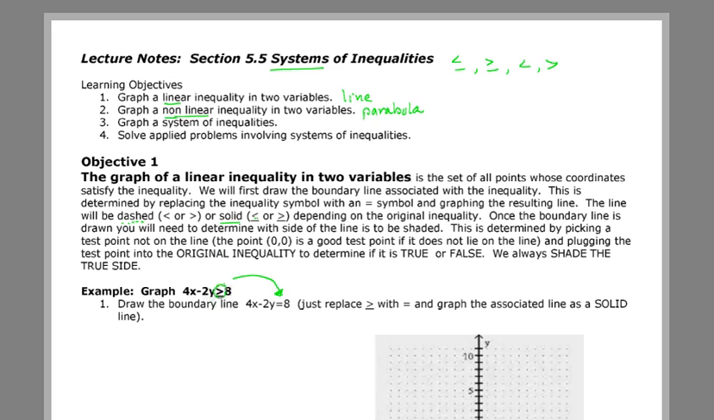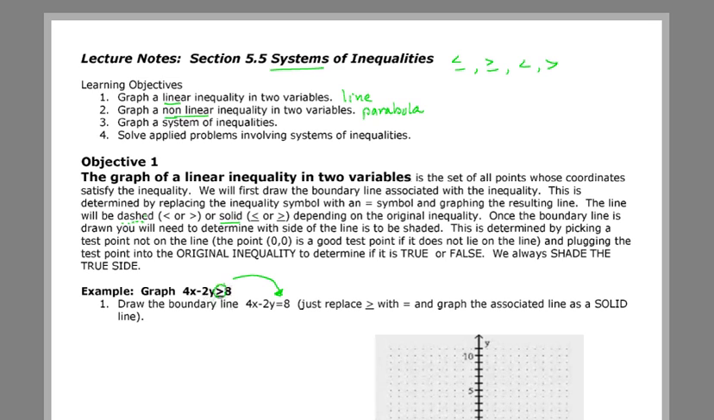Now notice it's going to be a solid line if it has the solid equal to underneath. So less than or equal to, greater than or equal to. If it has that equal to, we draw it as a solid line. If it does not have the equal to, we'll draw it as a dashed or a dotted line. Once we get that boundary line drawn as the appropriate solid or dotted line, then we have to determine which side we're going to shade.